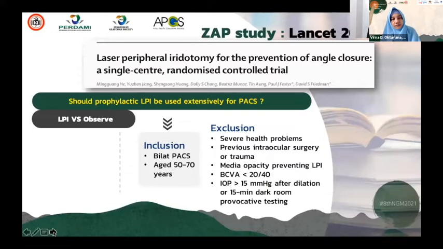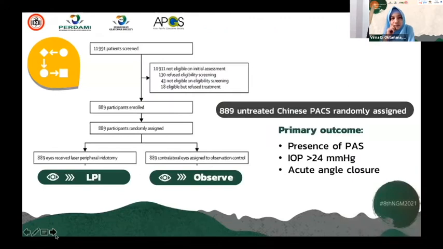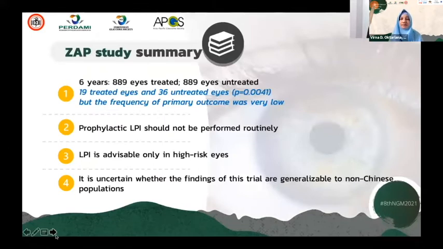There is a study that arouses curiosity around the world, on whether prophylactic LPI should be used extensively for PACS. PACS eyes were included in this study. One eye of each patient had LPI and the other eye was observed. The primary outcome is the composite outcome of PACS progression, elevated intraocular pressure rise, and acute angle closure. They found that in the untreated eyes, of nearly 900 eyes, only 36 met the primary outcome, and in the treated eyes, 19 eyes.